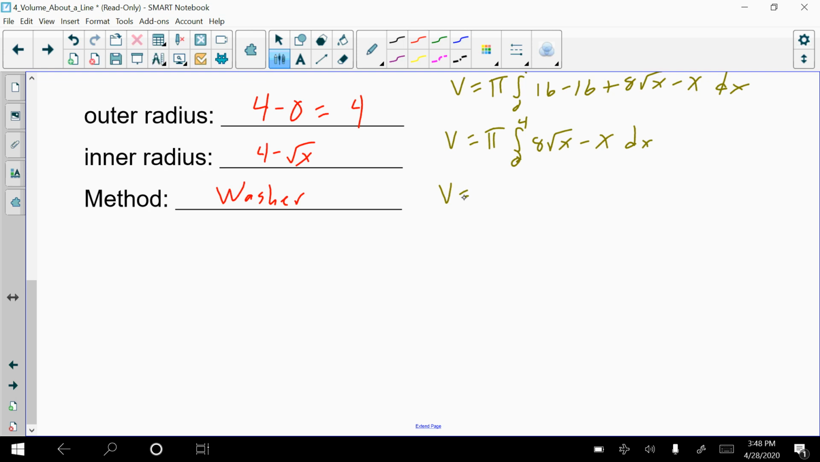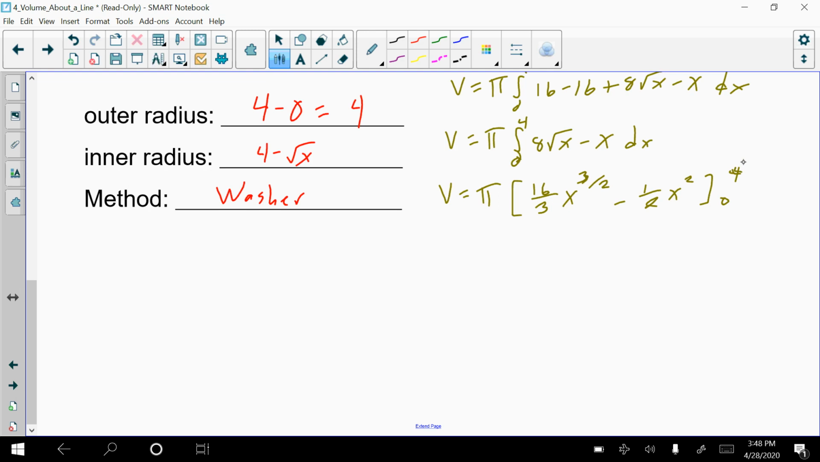So we're going to get pi, and we're not going to use the integral symbol anymore because we're doing the antiderivative. And so when I do, I'm going to wind up with 16 thirds x to the 3 over 2 power, minus 1/2 x squared, evaluated from 0 to 4.